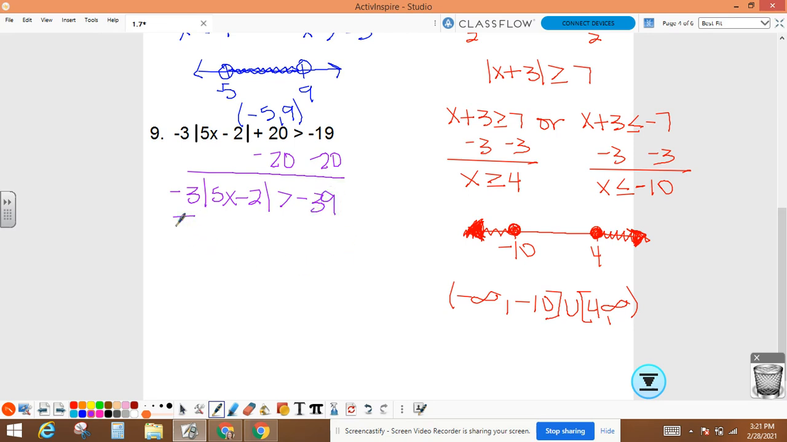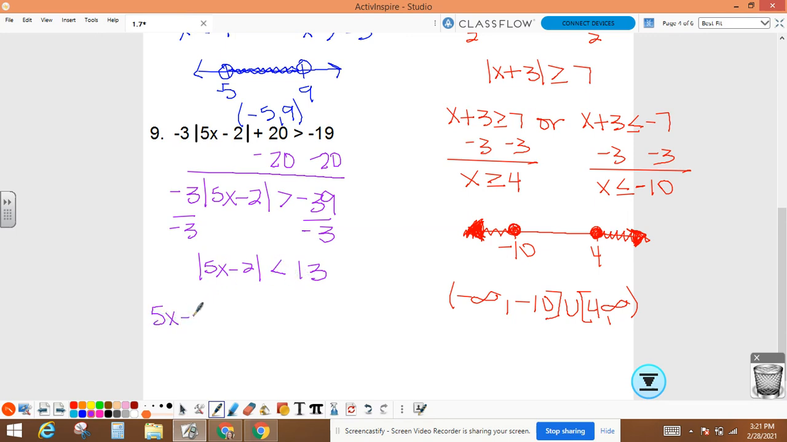All right, then we have to divide by negative 3. And it's been a few minutes since we did this, but remember when you divide by a negative, that inequality symbol flips over. So switch it to less than. All right, so now we have the absolute value by itself. So we're going to make two problems. At the point where we're splitting, it's a less than, so it's going to be an and.